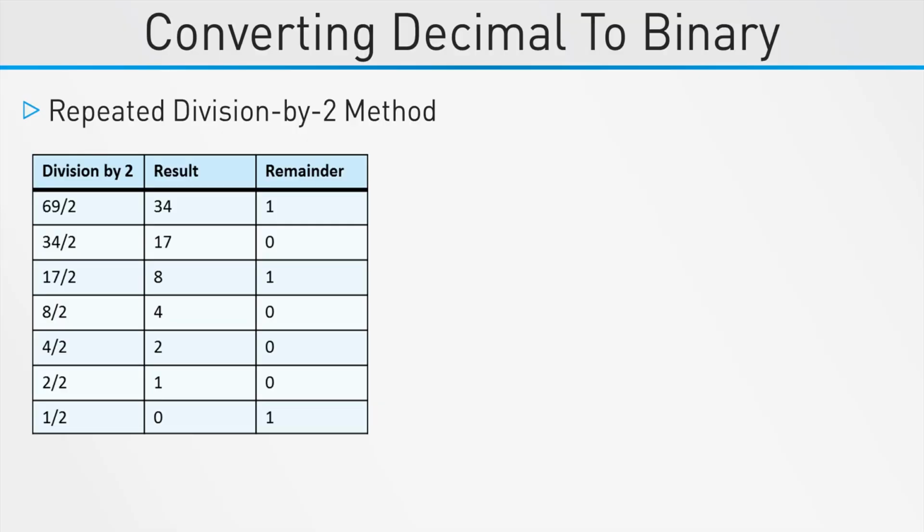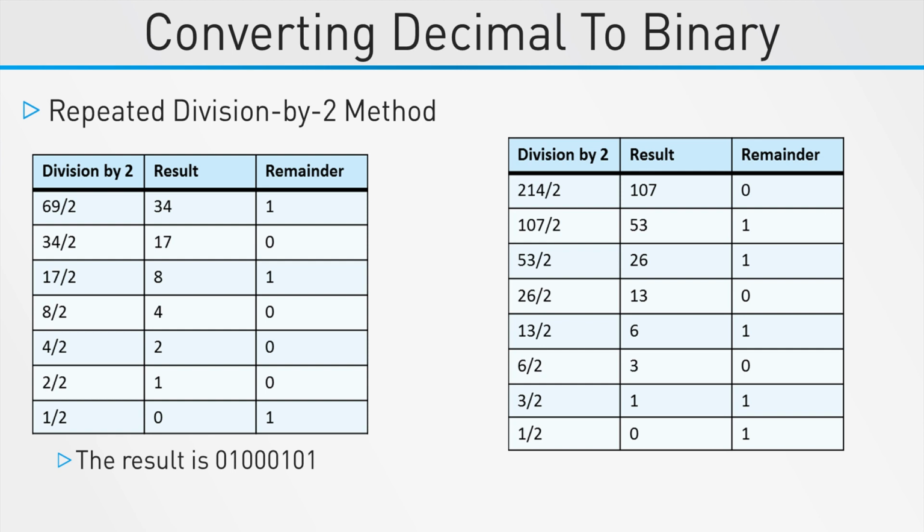So the result is 0, 1, 3 zeros, 1, 0, 1. Now let us try with the second number, which was 214. If we divided that by 2, then we get 107 and the remainder is 0.